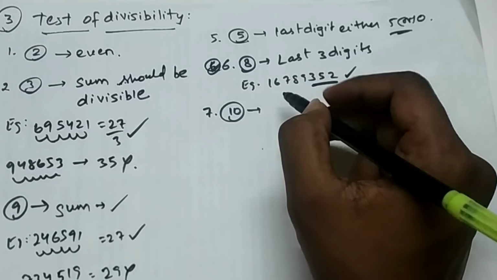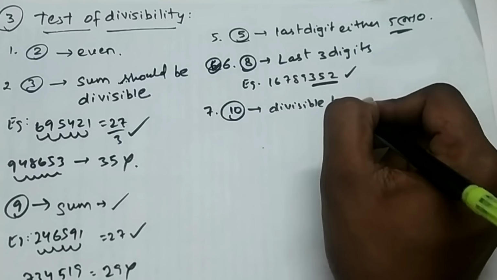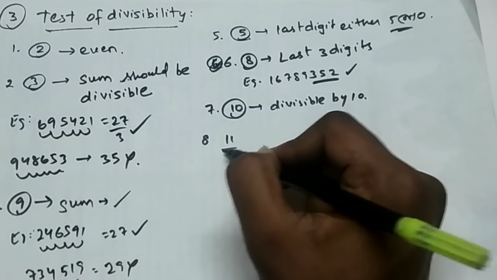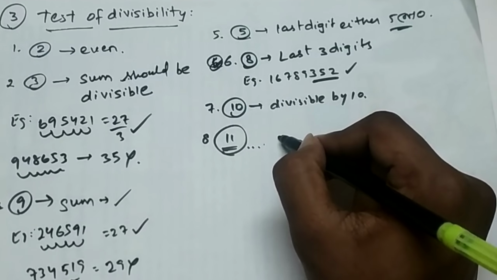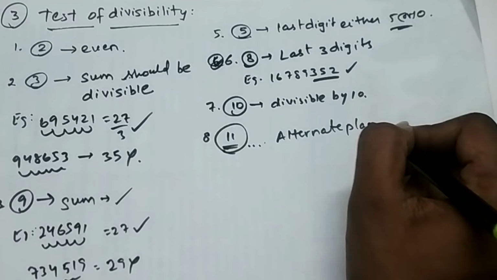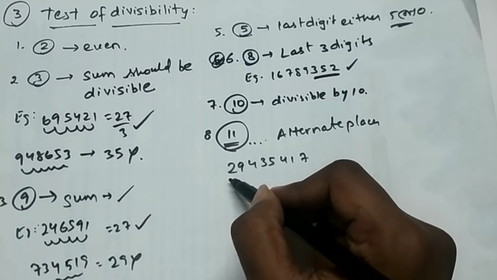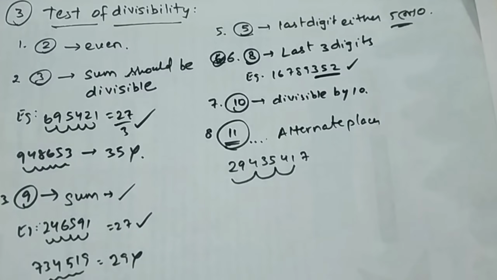Let us see the divisibility rule for 10. We know this, so no need to discuss. Let us go ahead with 11. When the sum of digits at odd and even places are equal, or differ by a number divisible by 11, then the number is also divisible by 11.